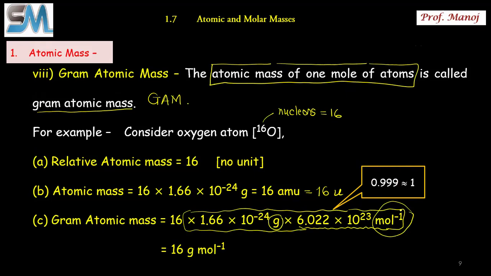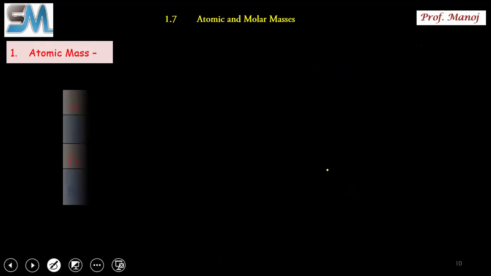So let us summarize before we solve practice problems. If they give you an isotope O16, writing merely 16 without unit is relative atomic mass. Writing 16 with AMU or U is called atomic mass. And writing 16 with a unit gram per mole is called gram atomic mass. Everywhere number 16 remains, only the units keep on changing. I hope a very important concept is clear.